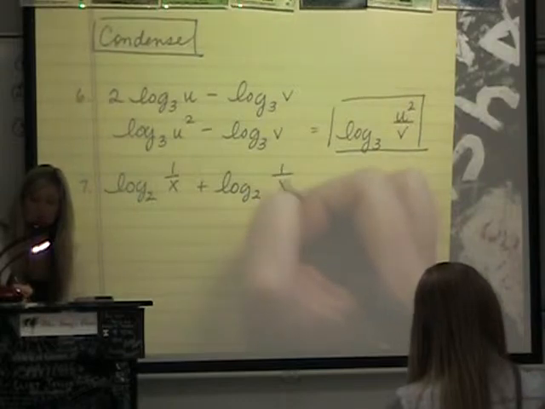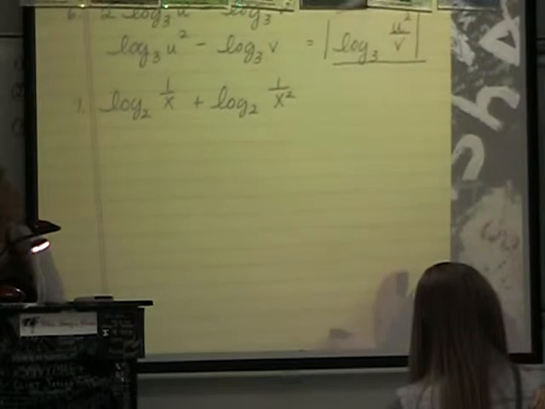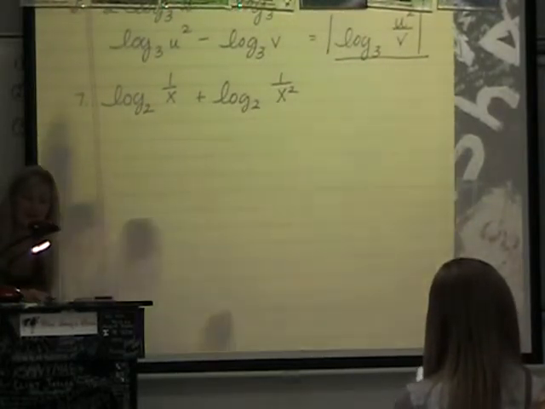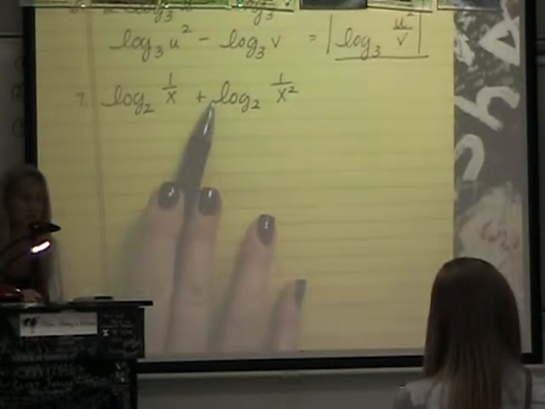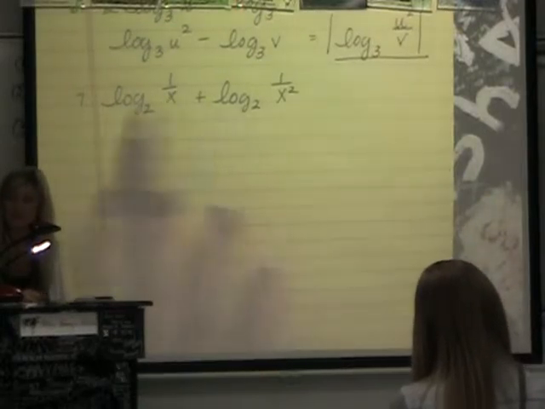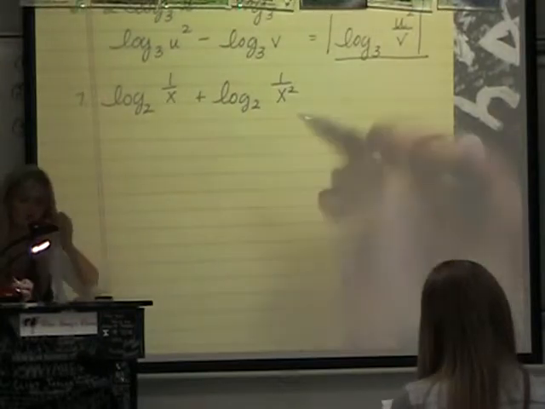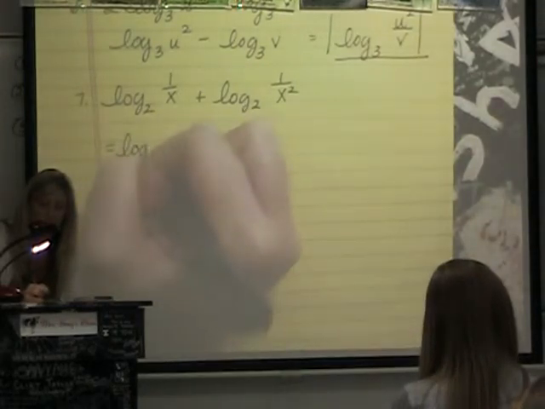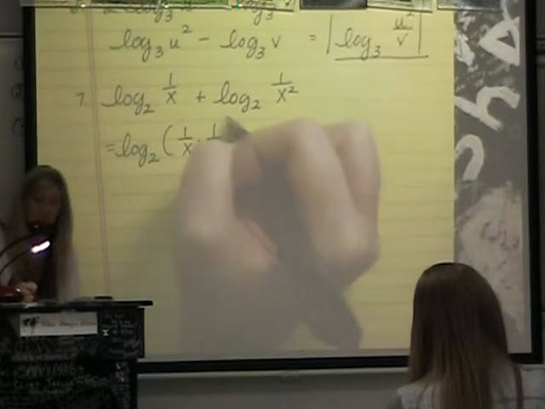Of 1 over x squared. So in this case, I don't have any numbers out in front of my logarithms to worry about moving them up to an exponent. So I'm going to go straight for the addition. And so addition implies what with logarithms? Multiplication. So I'm going to rewrite this as log base 2 of 1 over x times 1 over x squared.